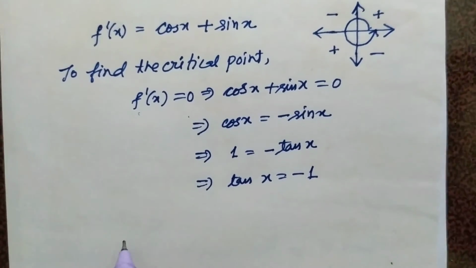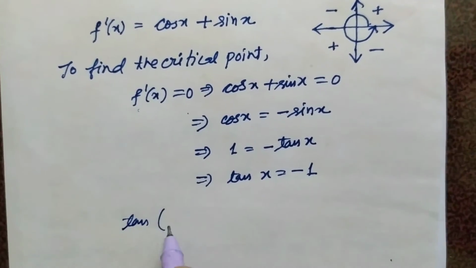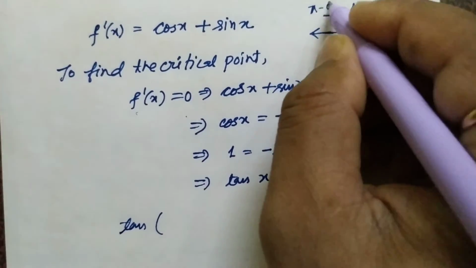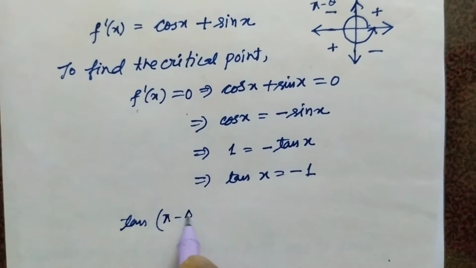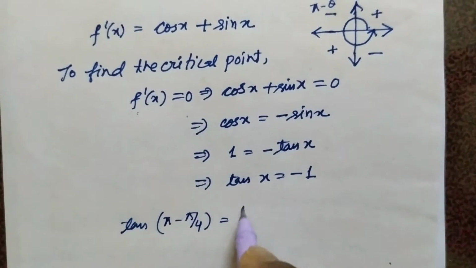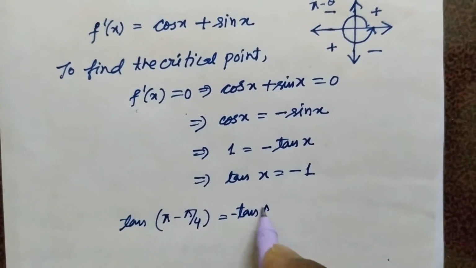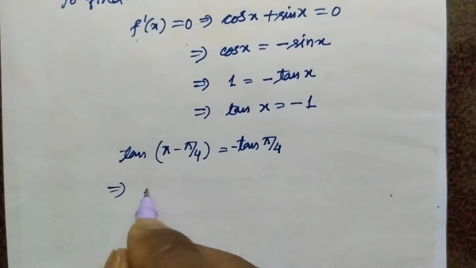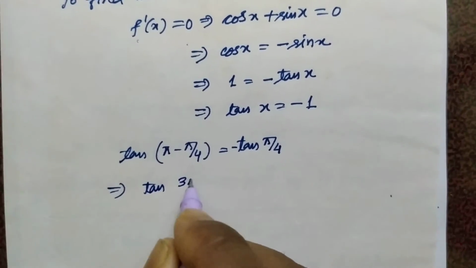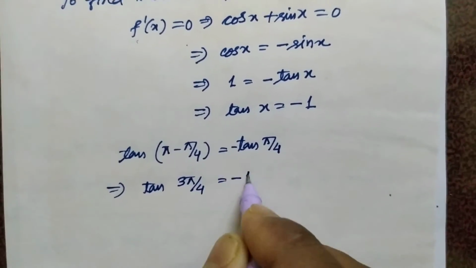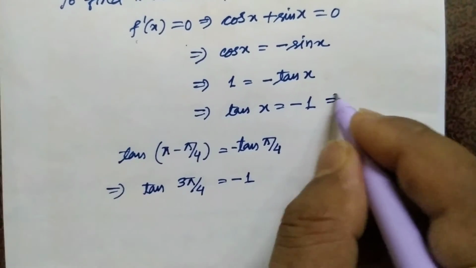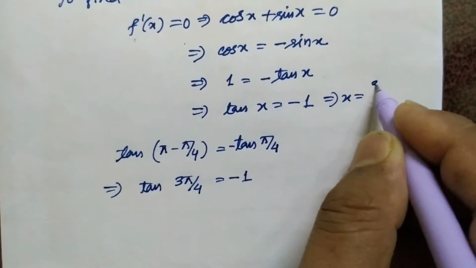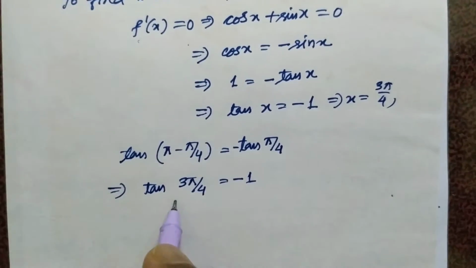In these two quadrants tan is positive, but in the second and fourth quadrants tan is negative. So therefore the second quadrant angle is always pi minus theta. So tan of pi minus pi by 4 is equal to minus tan pi by 4, class 11 ka concept. So this could be written as tan of 3 pi by 4 equal to minus 1. So from this we can write down one value of x is 3 pi by 4.